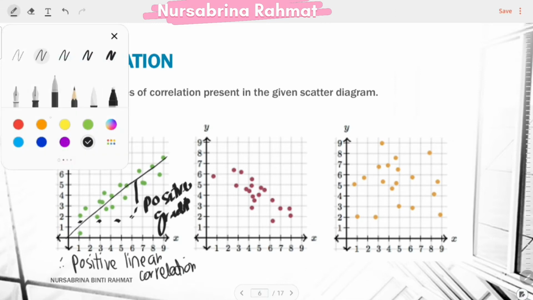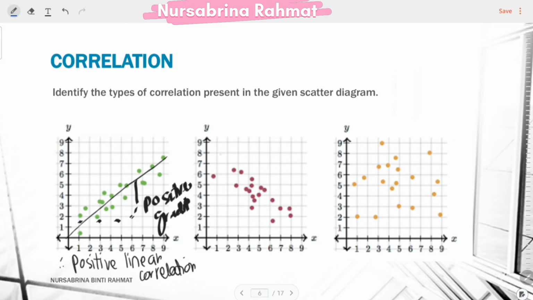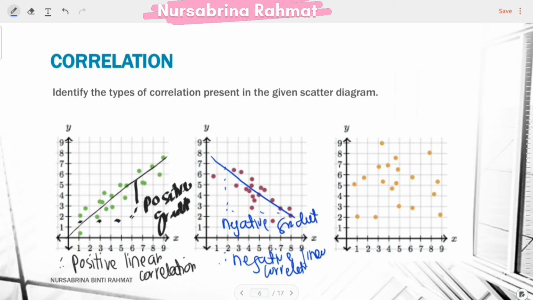Okay, let's look at the second sketch. All of these points are scattered in one direction, looking like a straight line, and it has a negative gradient. So that means this is a negative linear correlation. And on the third scatter diagram, there is no line that I can draw, either positive or negative. All the points are randomly scattered, randomly distributed. So that means this one has no correlation.